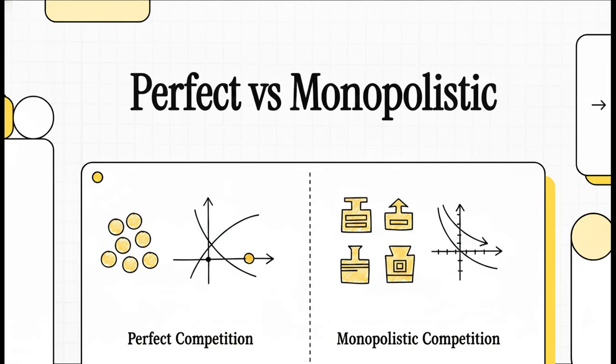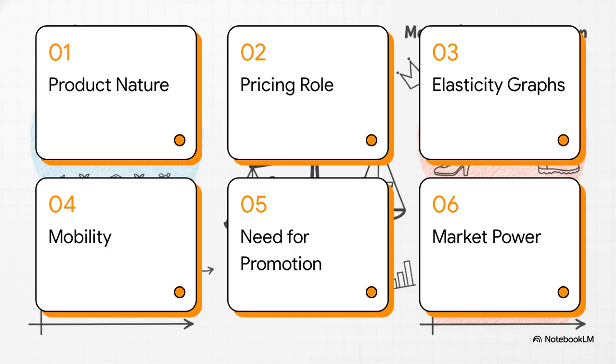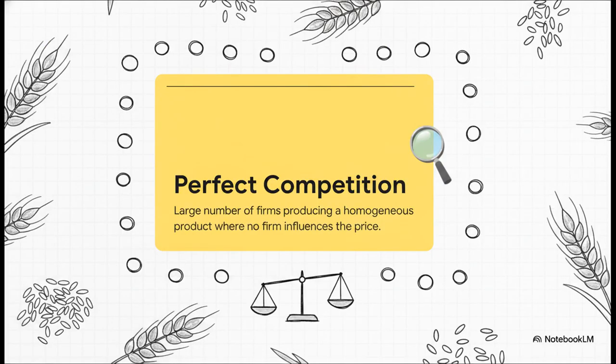Today we are breaking down two massive economic engines, perfect competition versus monopolistic competition. We're going to do a clean side-by-side whiteboard comparison, so let's just dive straight in. So here is our roadmap. We're tracking 6 structural splits today: product nature, pricing role, elasticity graphs, mobility, the need for promotion, and finally, market power. Before we hit that first split, let's quickly ground ourselves on perfect competition.